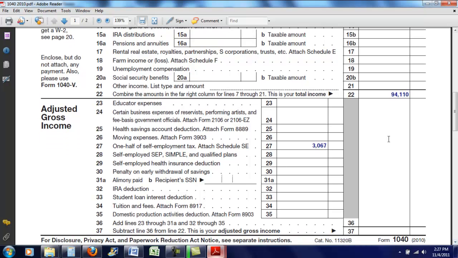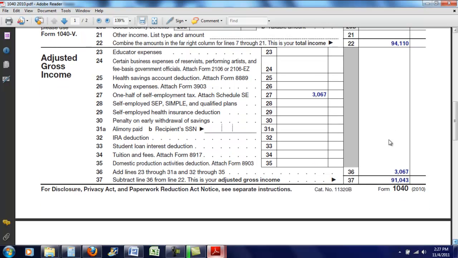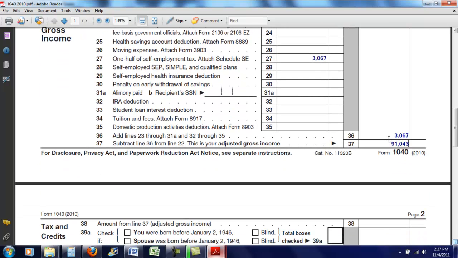So line 36 is 3067. And we subtract that, that gives us 91043. We're going to carry that down, 91043.